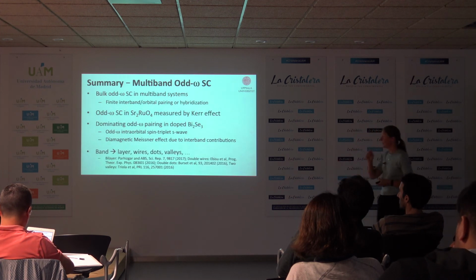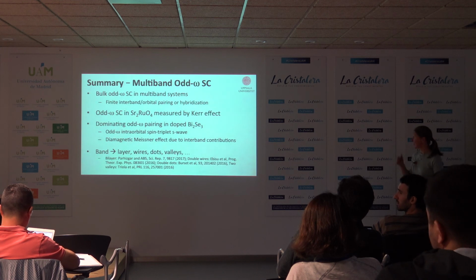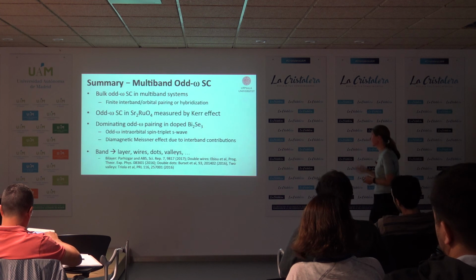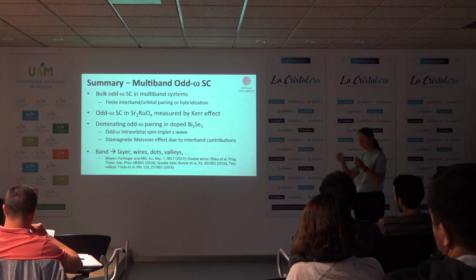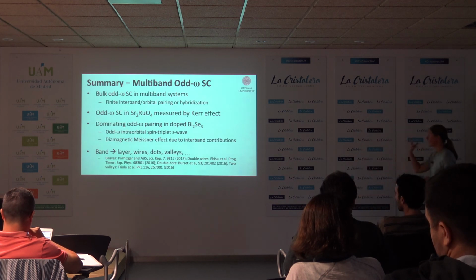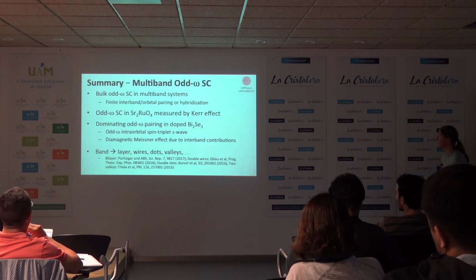Now, as I mentioned earlier, I can change this band or this orbital index to, I can call it layer, I can call it wires, I can call it dots, or I can call it valleys. So for example, if you have a system with 2 valleys, you can have inter-valley pairing, this is odd in this valley index, and you have odd frequency pairing. So it's a very generic concept of introducing another index in this superconducting state.